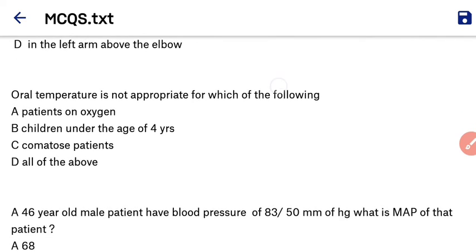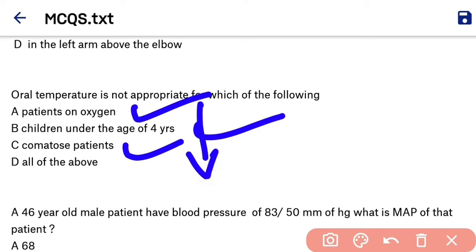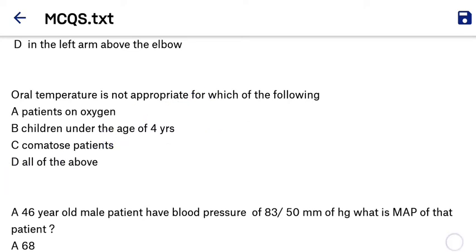The next, oral temperature is not appropriate for which of the following? So here a patient on oxygen, children under the age of 4 years, and a comatose or unconscious patient. So these three are not eligible for taking the oral temperature. Okay, so here our right answer is D, all of the above.